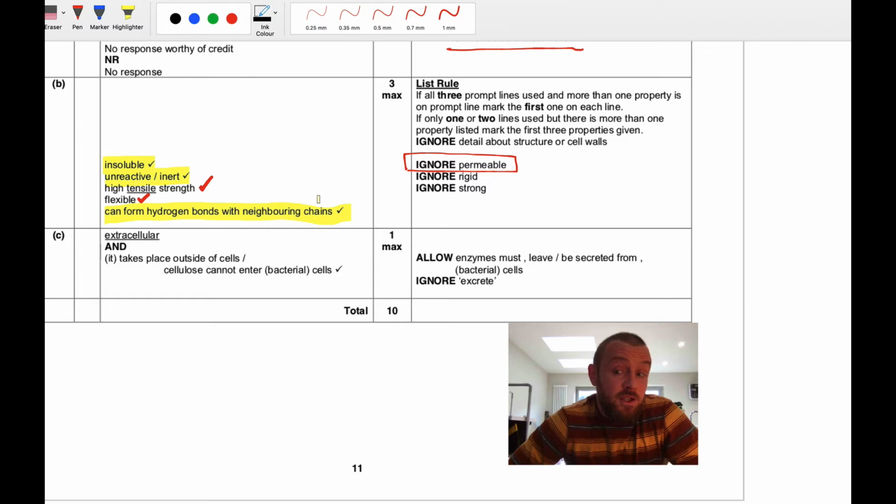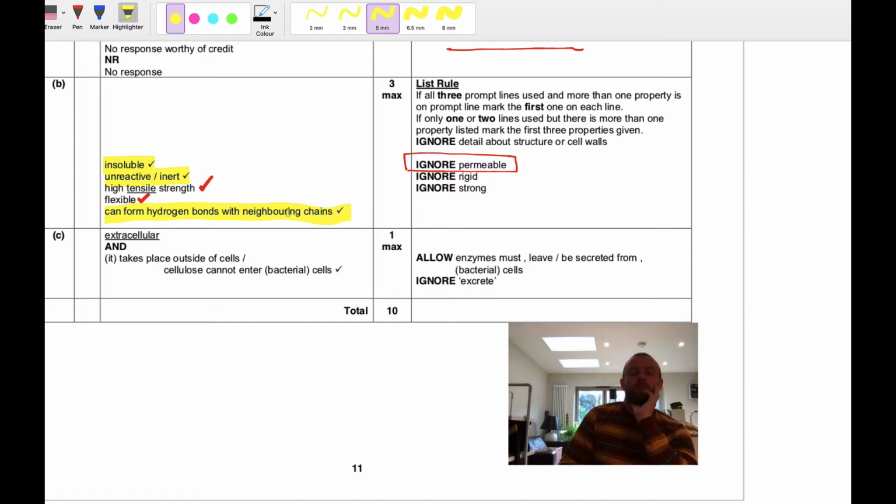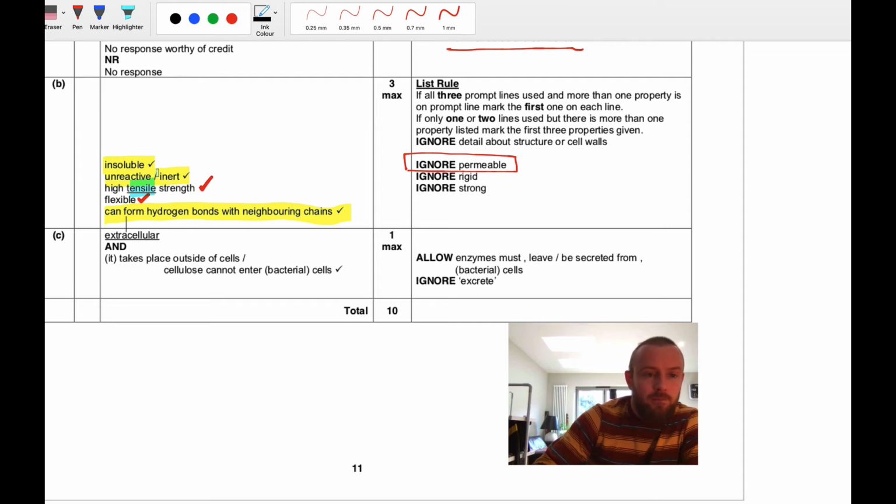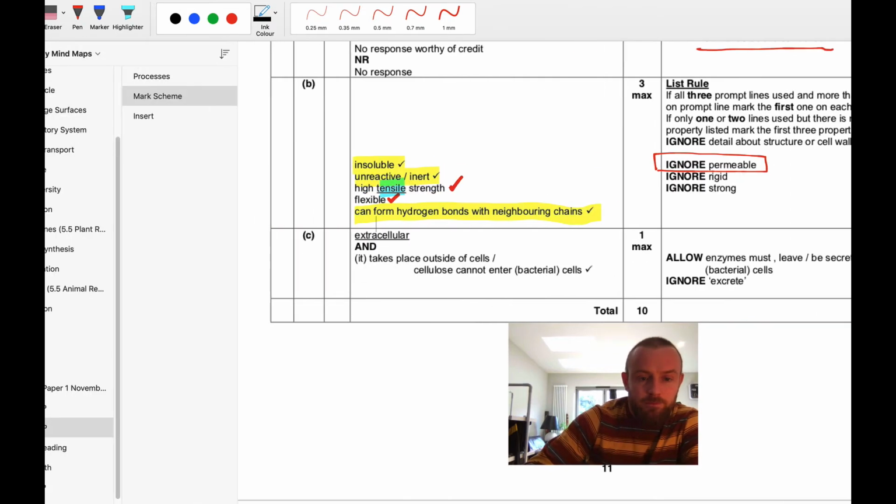So the fact that it's insoluble means that I guess it doesn't just dissolve in water and float away. You wouldn't want to build a cell wall out of something that could just be dissolved. It's unreactive, which means it won't react with substances coming into the cell, I guess. And the hydrogen bond thing is one of the reasons why it has a high tensile strength. But notice that you did need to say tensile strength, not just strong. It's not good enough. Right, so I only got 2 out of 3 for that. Something I have to refresh my memory on.